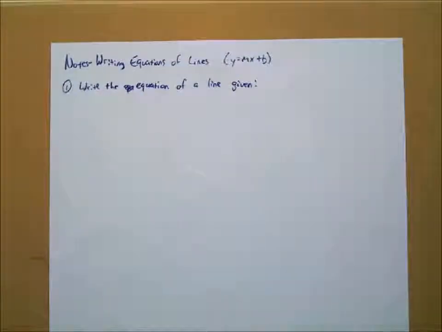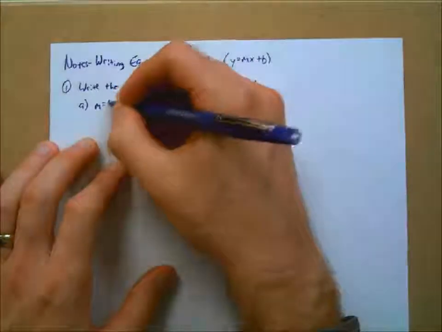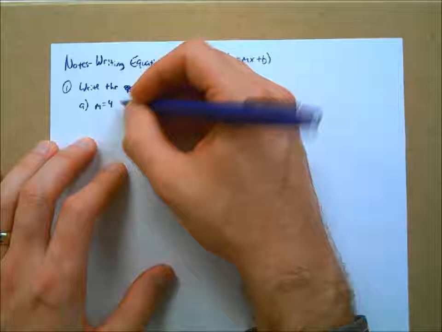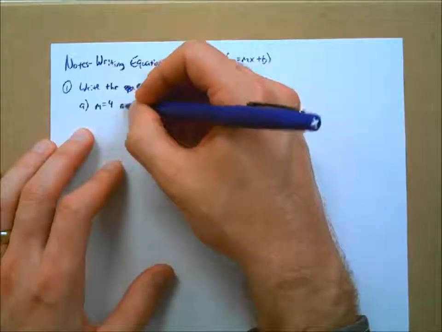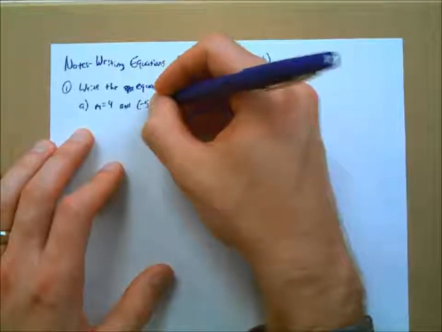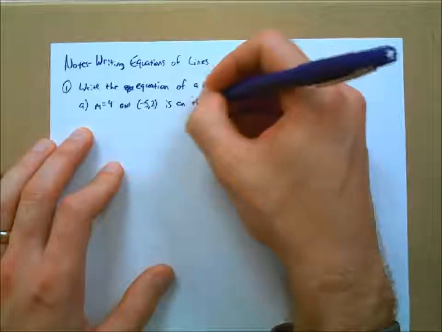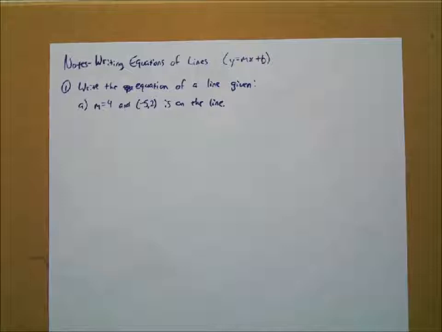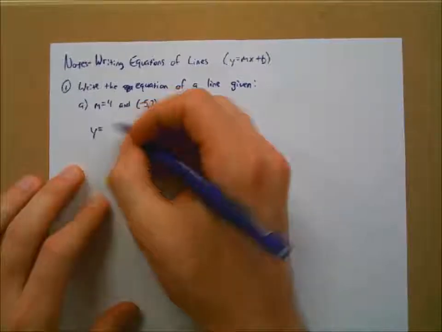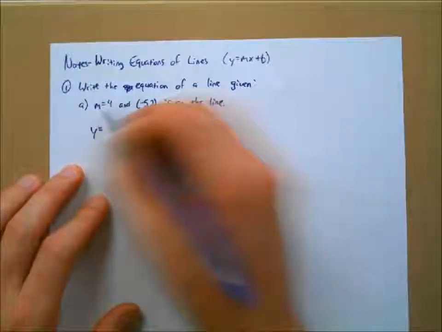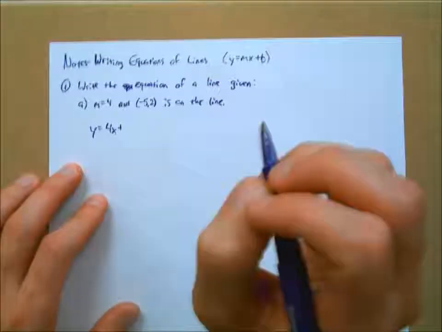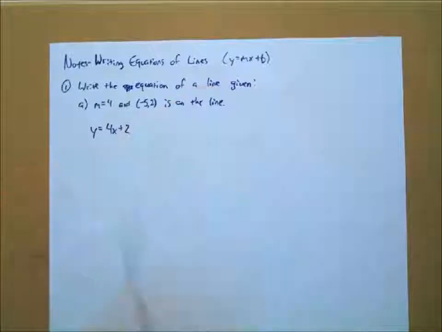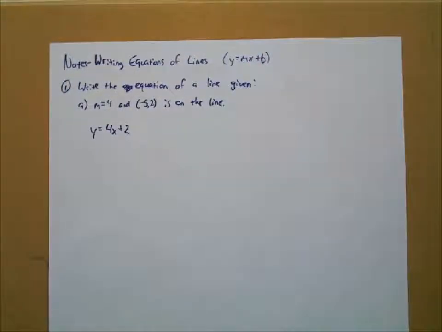Okay, so scenario 1. Let's say we want to write the equation of a line given, and actually I'm going to do it this way, so I don't have to keep writing that. So we'll say write the equation of a line given, and for our first given information here, we're told that m equals 4, and -5, 2 is on the line. Okay, so the slope of the line is 4, and -5, 2 is on the line.